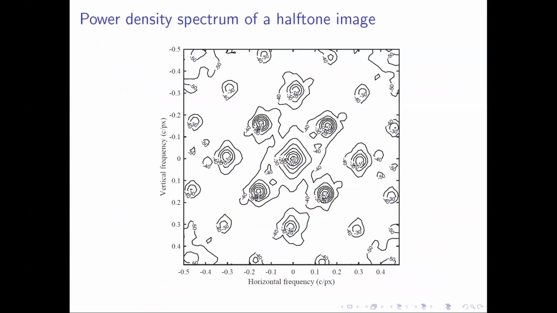This plot shows the power density spectrum estimate of the halftone image. The plot clearly shows the location in the frequency domain of the spectral replicas introduced by the halftone process. This can be used to guide a filter design process as shown in the next chapter.